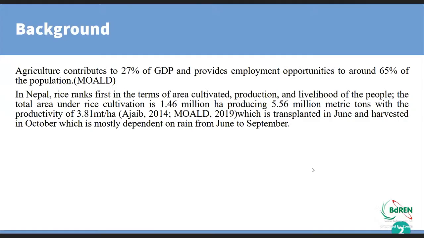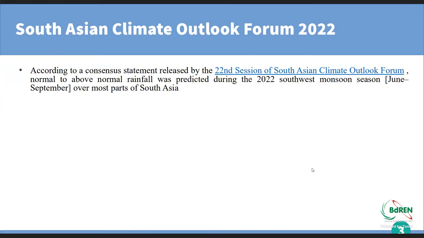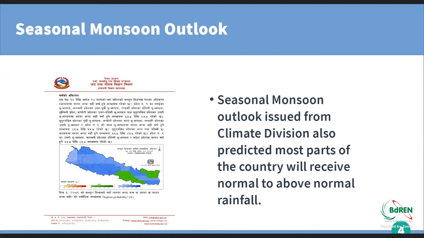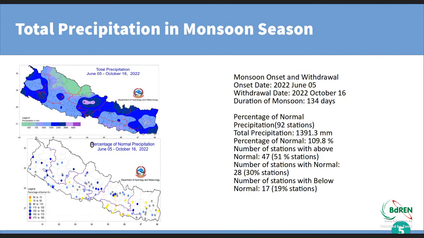Okay. I would like to start from the South Asian Climate Outlook Forum 2022. According to the consensus statement released by the 22nd session of the South Asian Climate Outlook Forum, normal to above normal rainfall was predicted during the 2022 Southwest monsoon season over most parts of South Asia. Similarly, our climate division also issued a seasonal monsoon outlook, which predicted most parts of the country would receive normal to above normal rainfall. And this is the observed total precipitation in the monsoon season. We declared monsoon onset on June 5th and withdrawal on October 16th, and the total duration of the monsoon was 134 days.